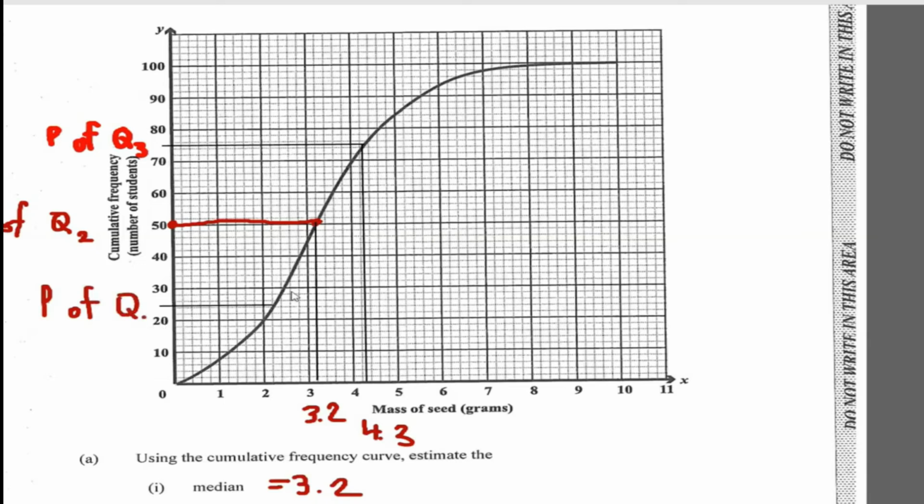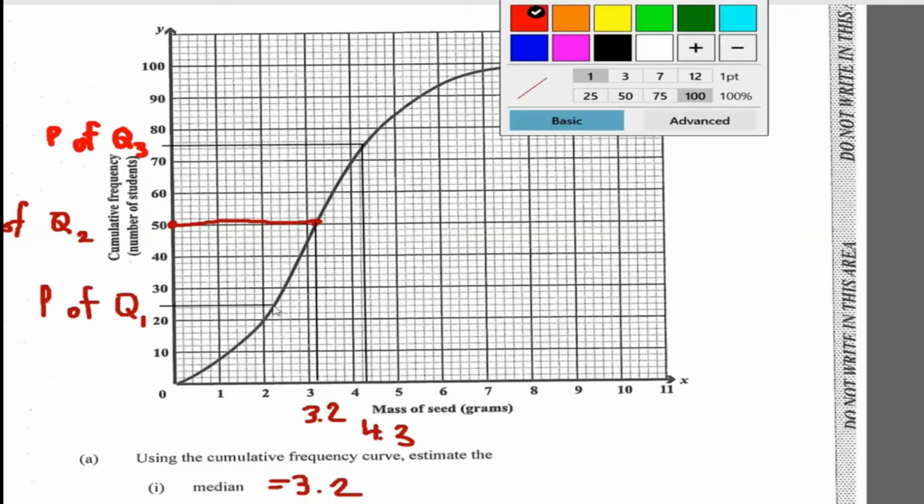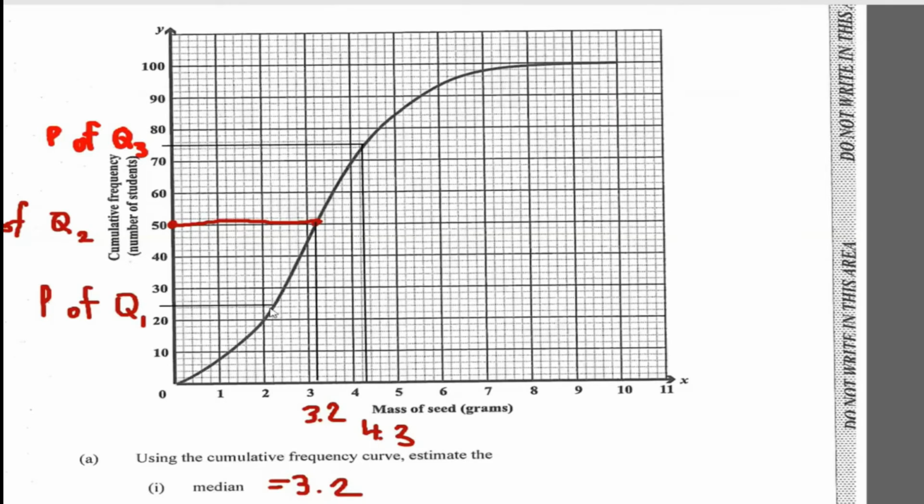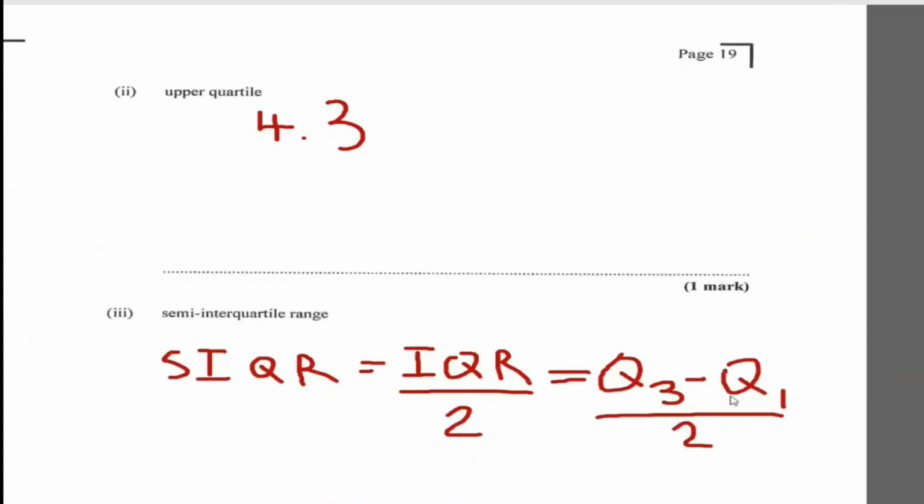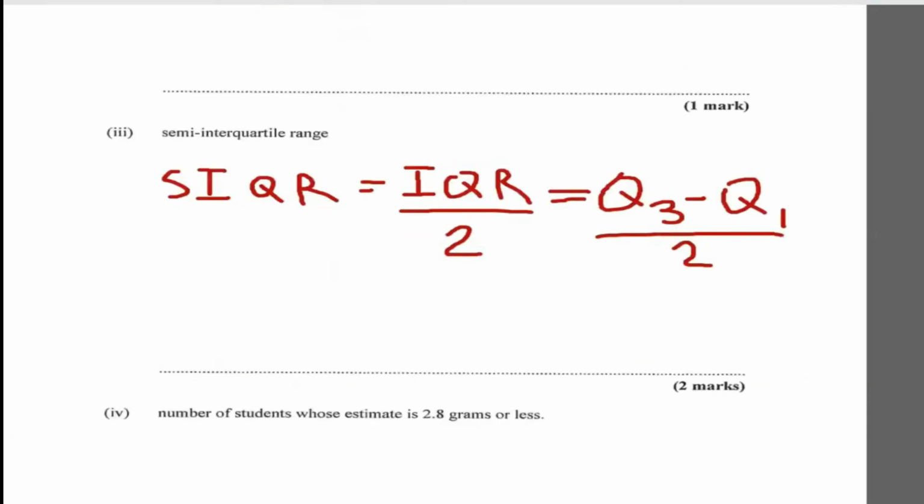And so what am I getting? Let's change the color for now. The position of Q1 is going to be associated with, this looks like 2.2. That is 2.2. Now we know the interquartile range because we know Q1. Q1 is 2.2. So the semi-interquartile range is going to be equal to Q3, which we found above was 4.3.